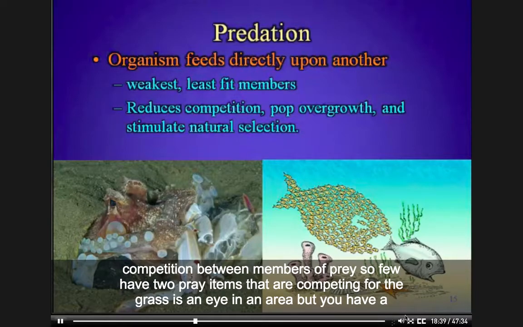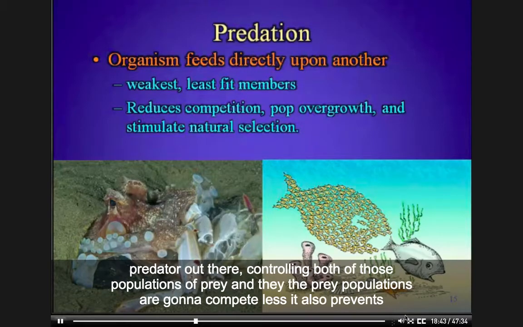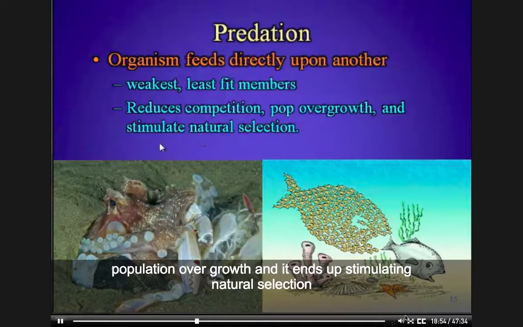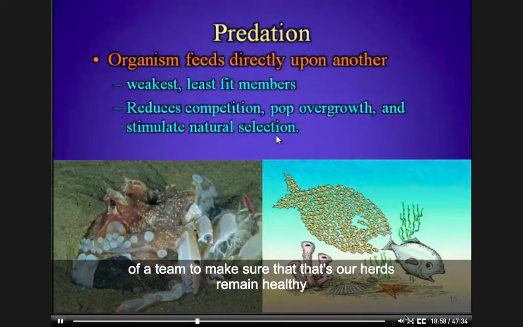So if you have two prey items that are competing for the grasses in an area, but you have a predator out there kind of controlling both of those populations of prey, then the prey populations are going to compete less. It also prevents population overgrowth, and it ends up stimulating natural selection to make sure that herds remain healthy.